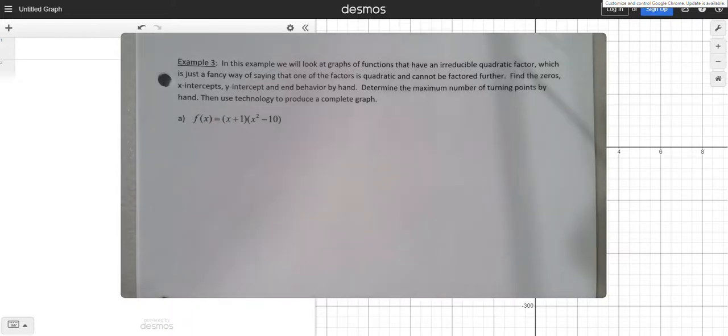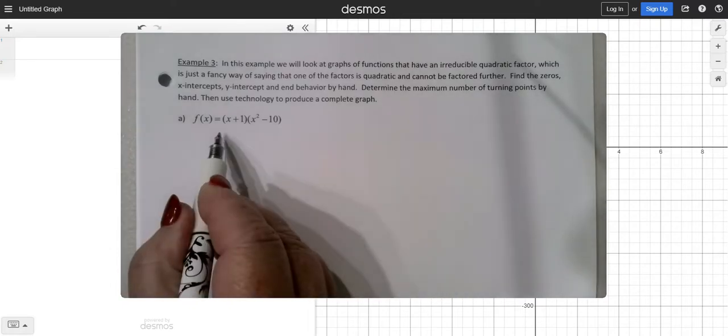So we're going to continue with section 4.5, and we've so far looked at linear factors. In this part of the video, we're going to take a look at the nonlinear factors. We're going to look at situations in which we have quadratic factors that are irreducible, which is just a fancy way of saying they can't be factored anymore.